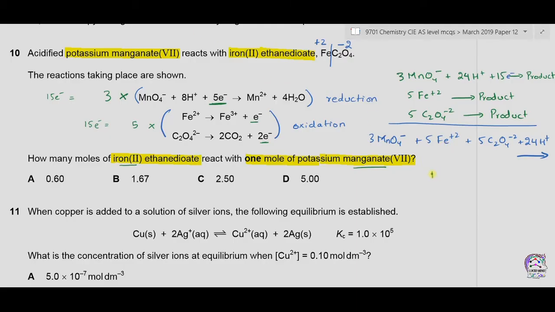So we can write MnO4⁻, Fe²⁺. The molar ratio according to the balanced equation is 3 to 5. In the question they have asked about 1 mole of potassium manganate, so if it is 1 then this will be x. Cross multiplying we have 3x equal to 5, or x is equal to 5 divided by 3, which is equal to 1.67 moles. So therefore answer is B.